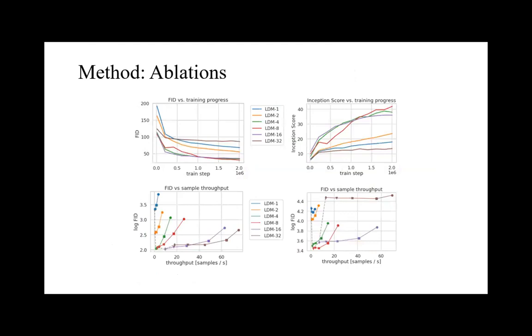So the authors did a lot of ablation experiments in the supplementary material, but I want to resolve these two. Basically, the authors evaluate the performance of the generated images with different latent space dimensionality. This number here is the reduction factor F they use. So the bigger it is, the lower the dimensionality in the latent space.